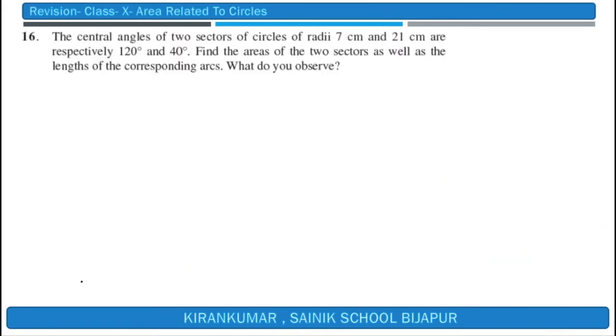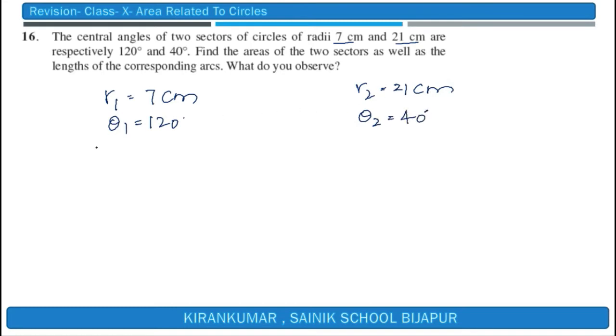Question number 16. The central angles of two sectors of radii 7 centimeter and 21 centimeter. So there are two circles, R1 and R2 be the radii respectively, 7 centimeter and 21 centimeter. The angle theta 1 is 120 degree. The angle theta 2 is 40 degrees. We need to find out the respective areas as well as the length of the arc.